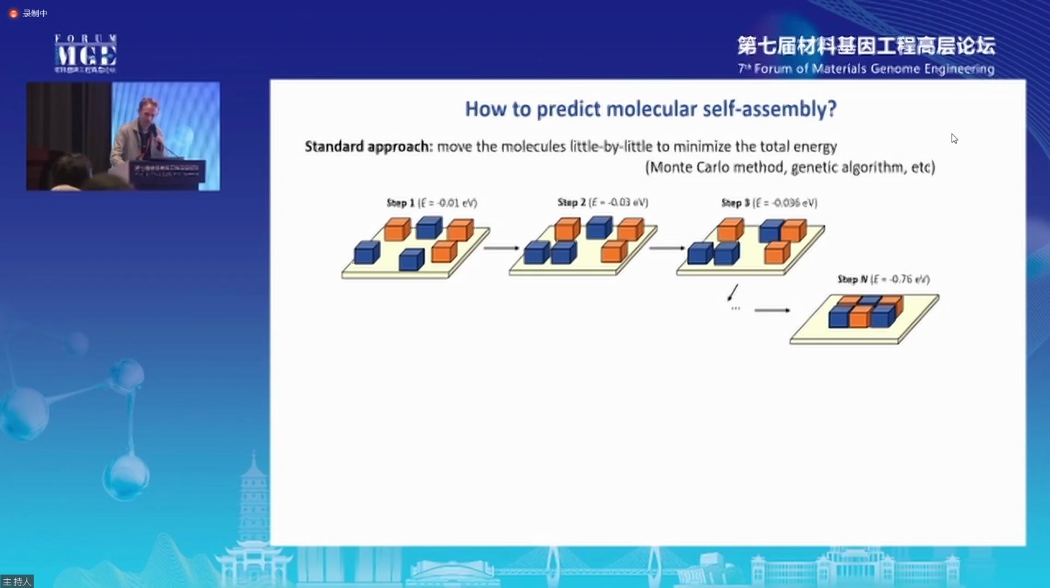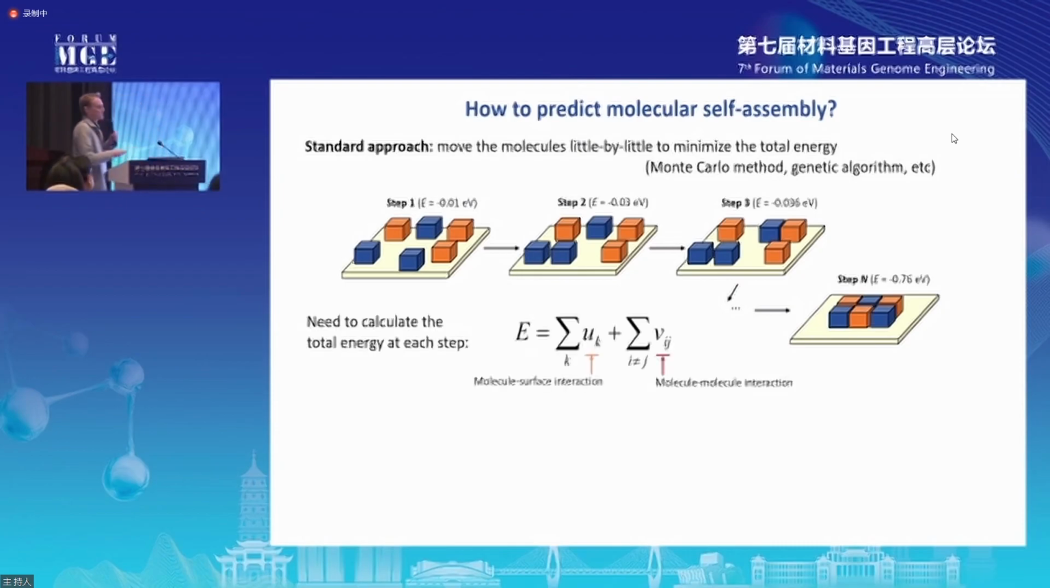No problem. Here's the problem. At each step, you've got to calculate the total energy of the system. This is an approximation, but I've written it as a sum of a molecule-surface interaction and a molecule-molecule interaction. The molecule-surface one is not bad. You can calculate that from DFT, use the symmetry of the surface, and tabulate those values, then just look up the values as you go through the simulation. This one here is not too bad. This other one is the monster.